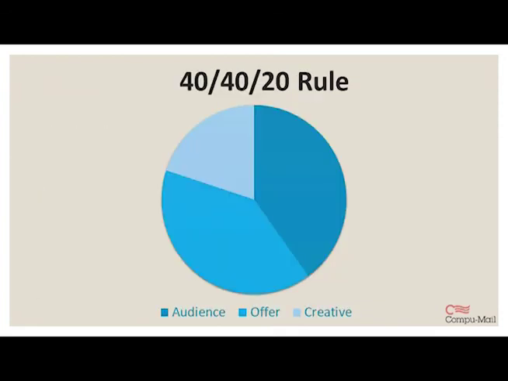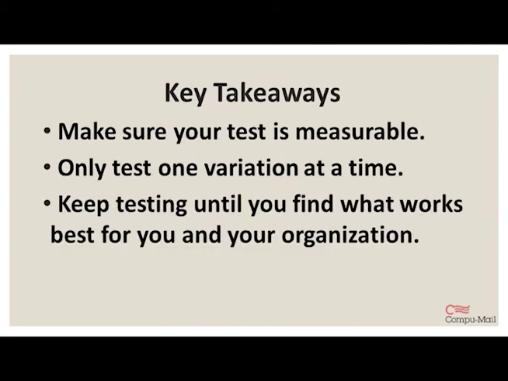In general, as you are designing your campaigns, it can be helpful to keep the 40-40-20 rule in mind, where 40% of the campaign success is in the data, 40% is in the offer, and the other 20% is in the creative. This might help you establish the priority of your tests if you have more than one thing in mind and you want to figure out what order to test them in.